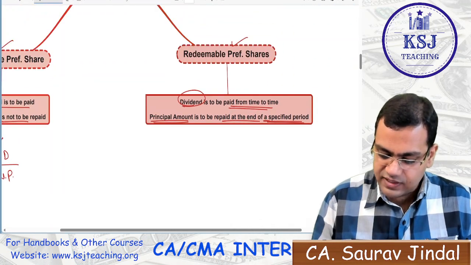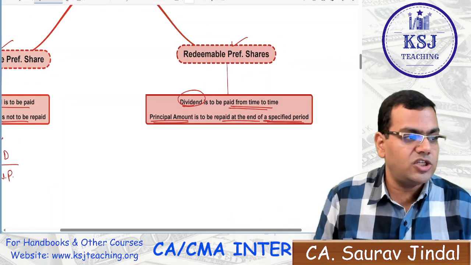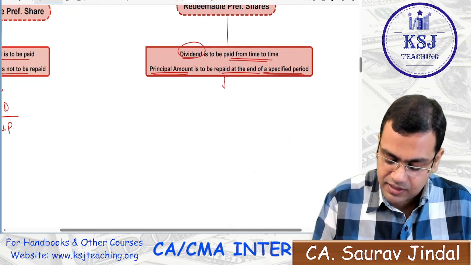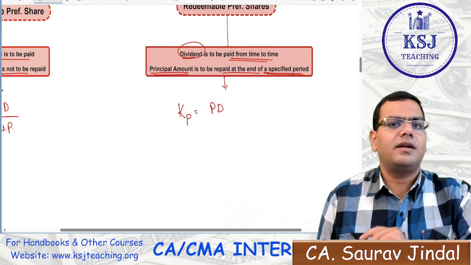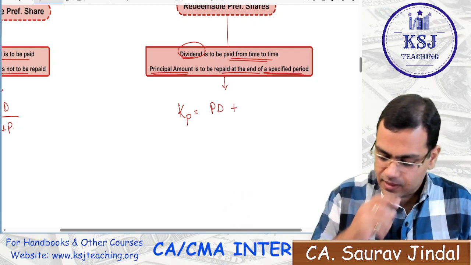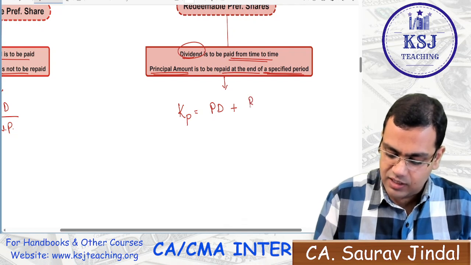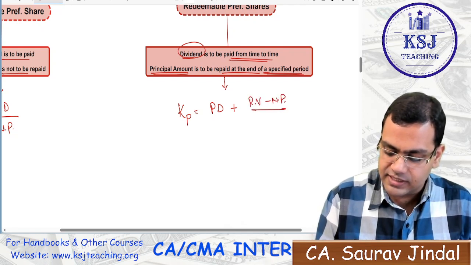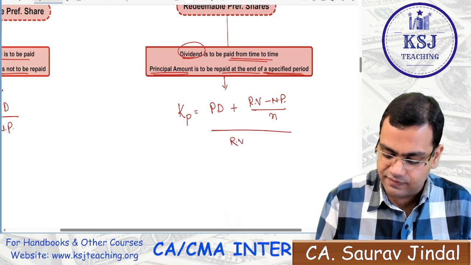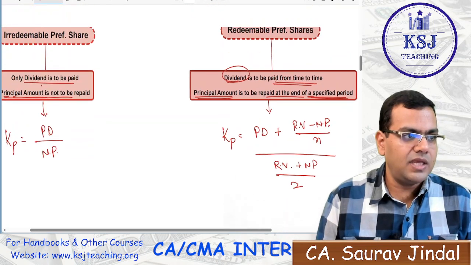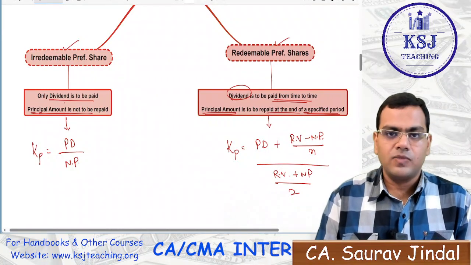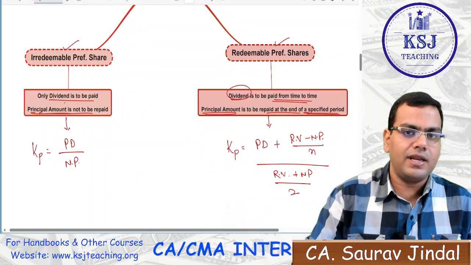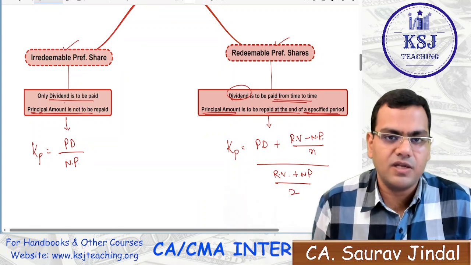Okay, so after that there will be redeemable preference shares. Again, the concept remains absolutely same, sir. KP is equal to preference dividend, only thing is tax is not to be considered, plus preference dividend plus redemption value minus net proceeds divided by n, whole divided by redemption value plus net proceeds divided by 2, right? So this is the formula in case of redeemable preference shares. That's it. No convertible preference shares, nothing, only irredeemable preference shares or the redeemable preference shares.